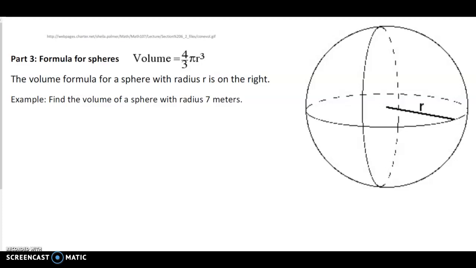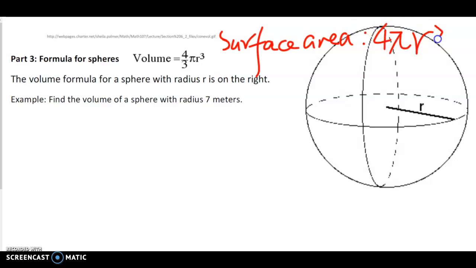Hi guys, in this video we will introduce the volume and surface area of a sphere. So the surface area, which is 4 pi r squared, I just added up here. So we will talk about both. So the formulas of a sphere: the volume equals 4 over 3 pi r cubed, and the surface area is 4 pi r squared.